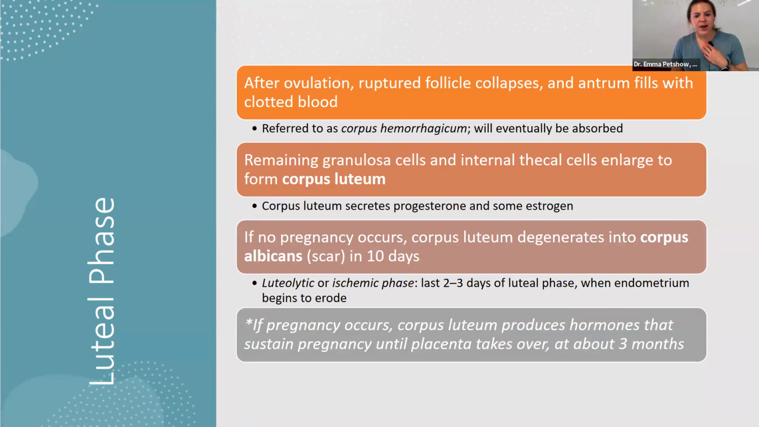In the luteal phase after ovulation, your ruptured follicle collapses and your antrum fills with clotted blood. Your granulosa cells will form the corpus luteum. They'll secrete some progesterone and estrogen. If no pregnancy occurs, this will degenerate in about 10 days, and then you move into your bleeding phase, the first day of your menstrual cycle, your period. If pregnancy occurs, though, the corpus luteum will produce hormones like progesterone that sustain pregnancy until the placenta has grown enough to take over, around 3 months, right at the end of the first trimester. That's when the placenta takes over hormone control.